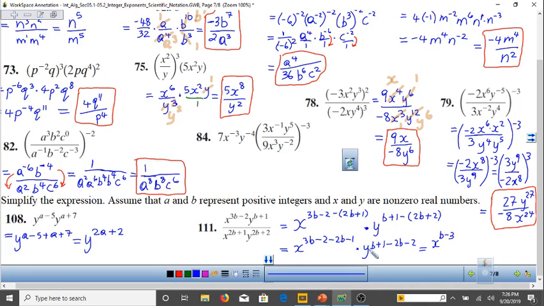And then b minus 2b is negative b, and 1 minus 2 is negative 1. So that's a negative exponent. So I can then rewrite that as x to the b minus 3 over y to the b plus 1. Change both signs because you're making the whole exponent negative, and so that is our result.